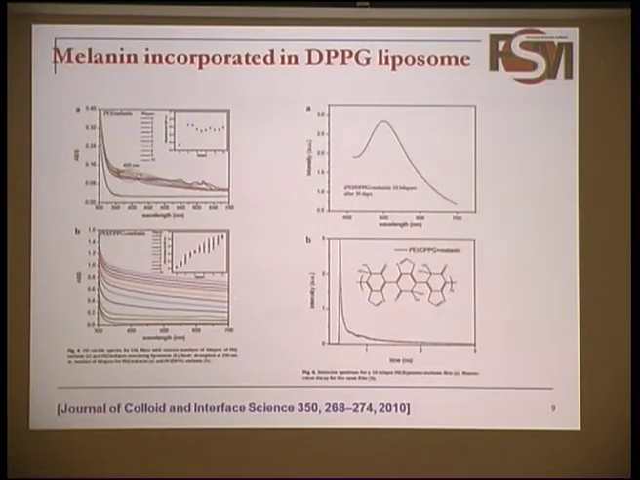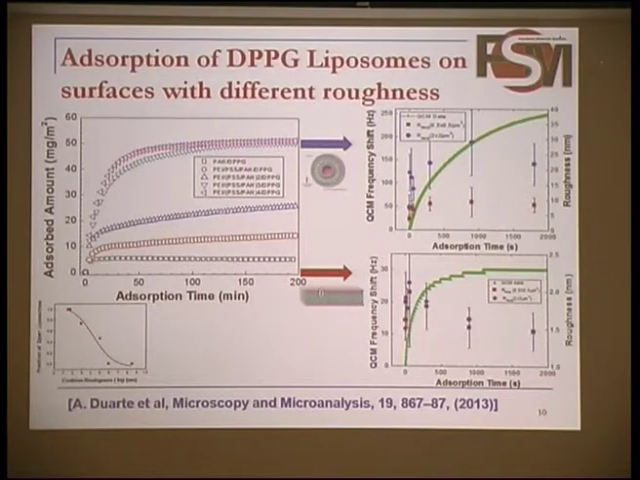The reason for that is the PEI is a polyelectrolyte, but it is a polymer which after adsorption gives a rough surface. So these results lead us to study the effect of the roughness on the adsorption of the liposomes, DPPG liposomes.